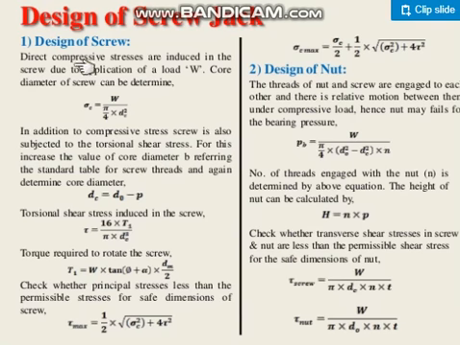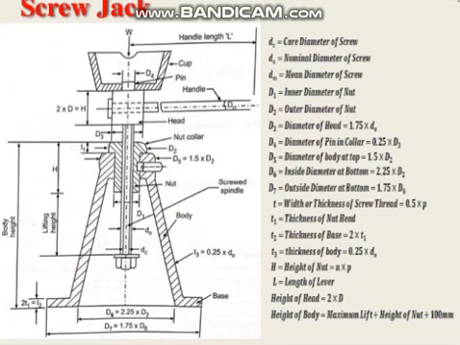Okay, the designing of the screw, the first step. What is the first step? You see, now there is a heavy load W acting on the cup. So therefore a direct compressive stress is induced in the screw due to application of this W. You see here, this W is so heavy.